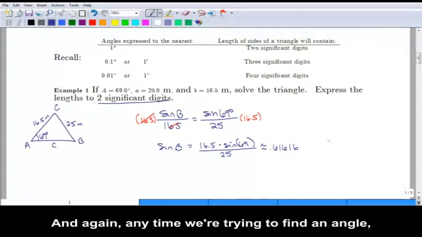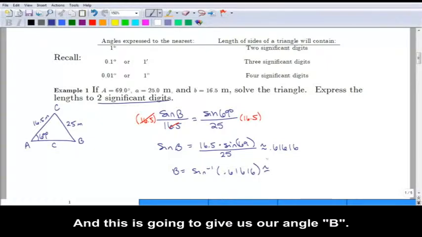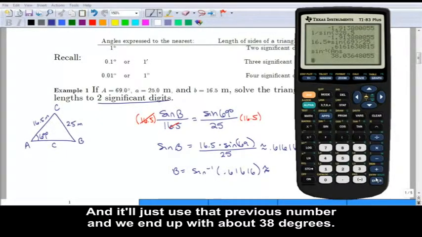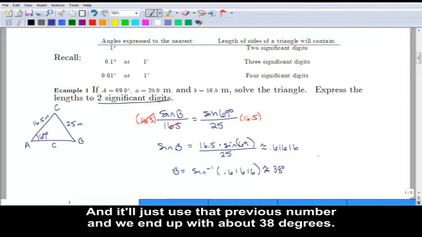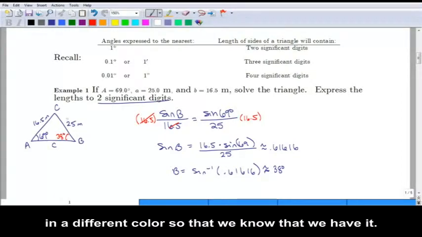And again, anytime we're trying to find an angle, in this case we are going to do sine inverse of 6.61616, and this is going to give us our angle B. And again, with the calculator, we can hit second sine for sine inverse and then second answer, and it'll just use that previous number, and we end up with about 38 degrees. So I'm going to come over here and fill that in a different color so that we know that we have it.